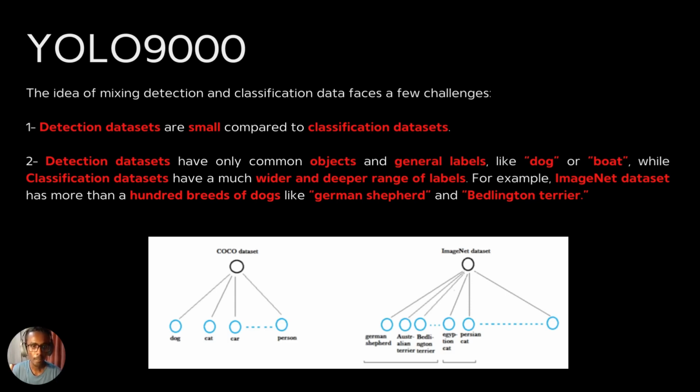While classification datasets have a much wider and deeper range of labels. For example, the ImageNet dataset has more than 100 breeds of dogs. They're not just labeling the dogs as dogs, they're giving them specific names, like their breeds, German Shepherd or Bedlington Terrier. As you can see in the diagram below, the COCO dataset uses general terms, and the ImageNet dataset uses more specific words.